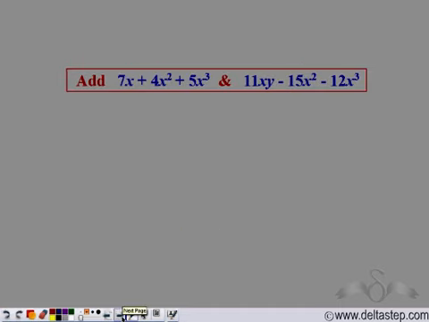Now we need to add these two expressions. So let's write them in column format. 7x plus 4x square plus 5x cube. Now let's come to the second expression. We'll write it in the second row. 11xy. Do we have an xy term here? No. So plus 11xy is written here.